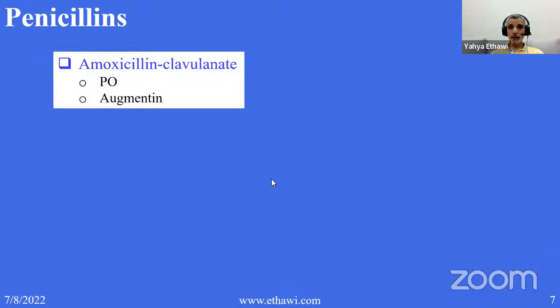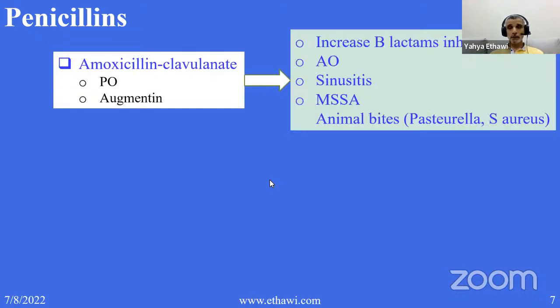So let's talk about amoxicillin and clavulanate. They are oral. An example of it is Augmentin. The amoxicillin clavulanate increases the beta-lactamase inhibition, and that's why it decreases resistance. So it's very important to use in acute otitis media, in sinusitis, and it's active against MSSA.